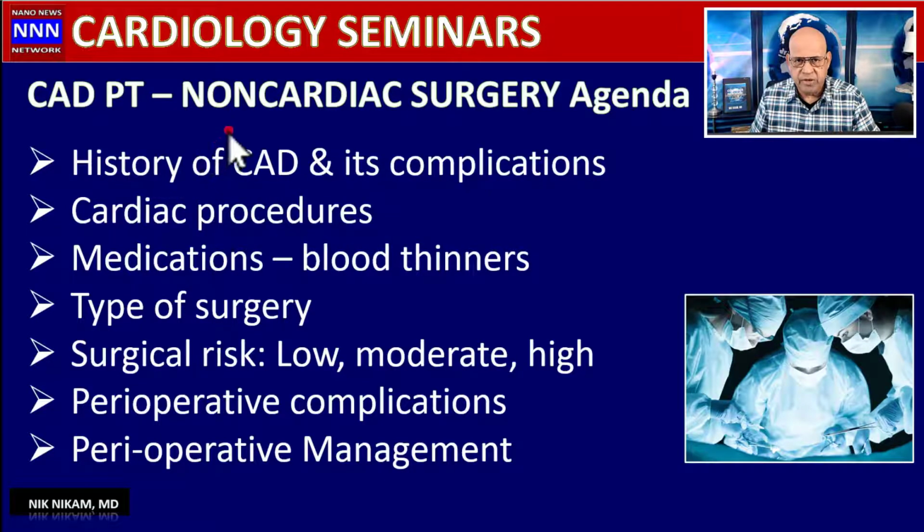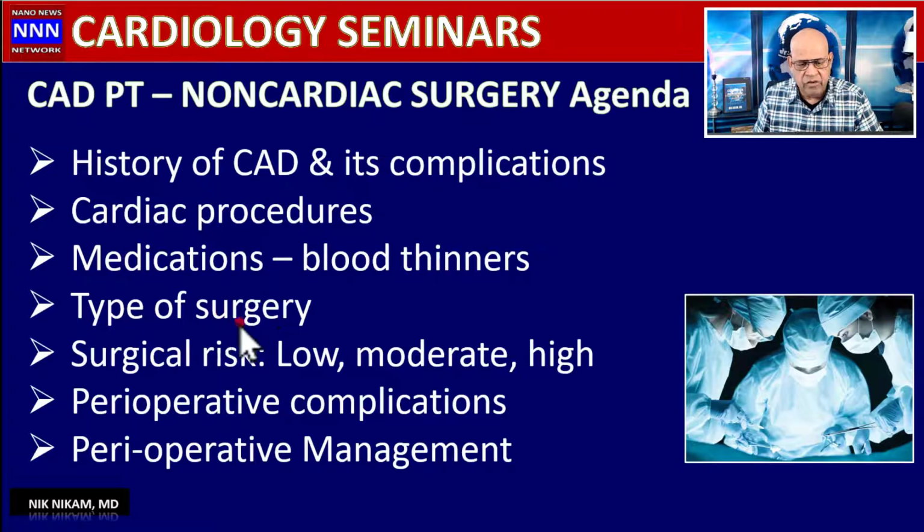When we are dealing with a patient with coronary artery disease, we need to also be concerned about complications following surgery. We need to look at what kind of cardiac procedures this patient had. Did this patient have stents? Did this patient have bypass surgery? Did the patient have a pacemaker? Does this patient have any other procedure done with reference to the heart, like valve surgery? What medications is the patient on, especially blood thinners? Since we are doing surgery, we need to be concerned about bleeding as a major problem.